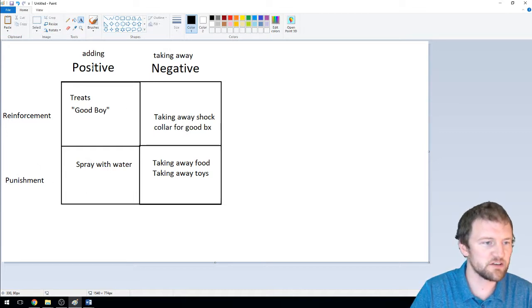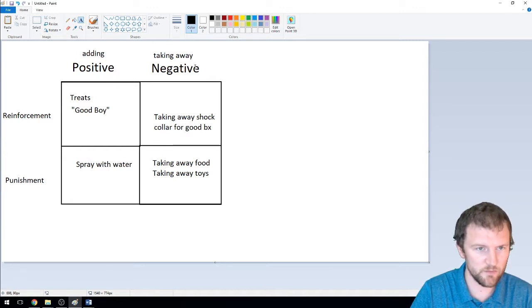If you're talking about children, positive reinforcement is kind of the same thing, like saying good boy. Positive punishment would, I guess, be spanking a child, because you're adding a spank and that's going to make a child do something less often. And again, positive doesn't mean good and negative doesn't mean bad. Positive just means adding and negative means taking something away.